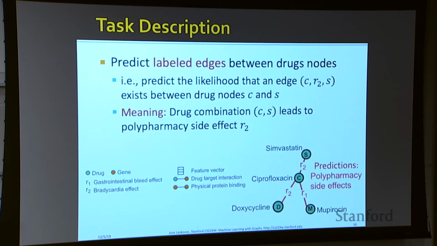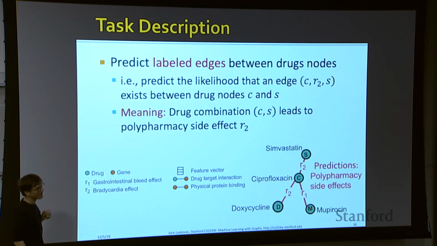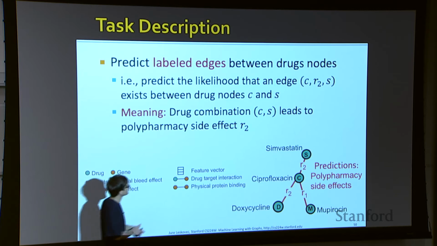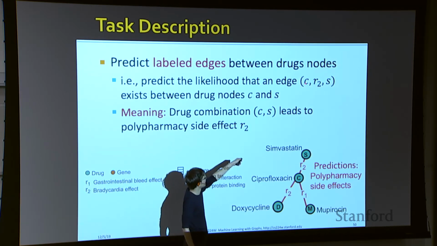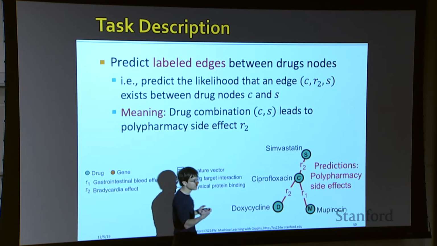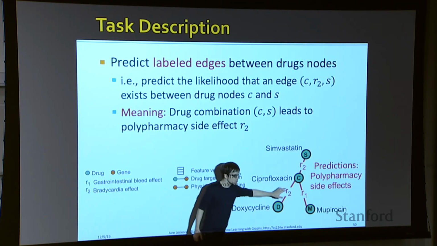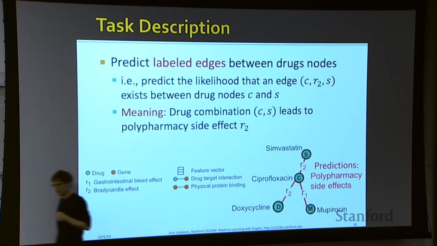So we want to predict labeled edges between drug nodes. Basically, what is the likelihood of this type of edge to occur? What's the probability that an edge between C and S will occur, and this edge is of type 2, because this is side effect type 2? That's essentially what we will be trying to predict.